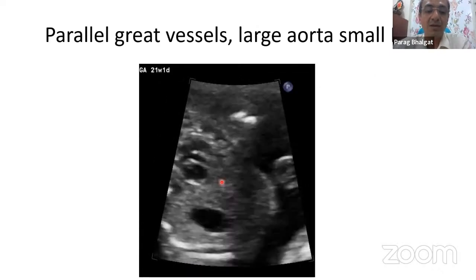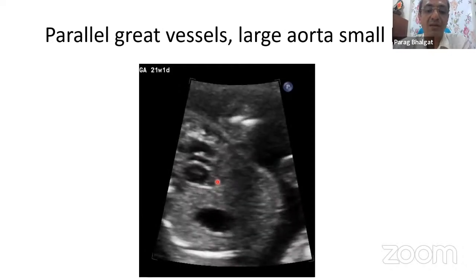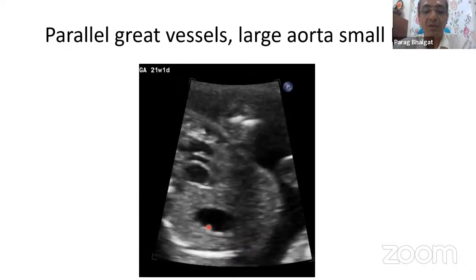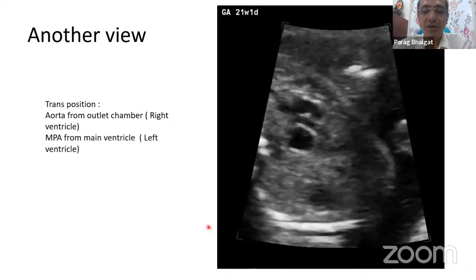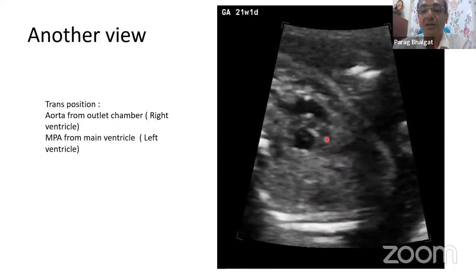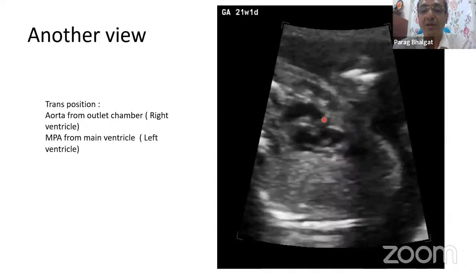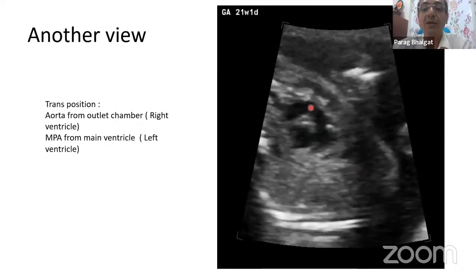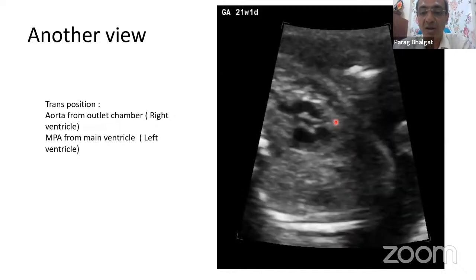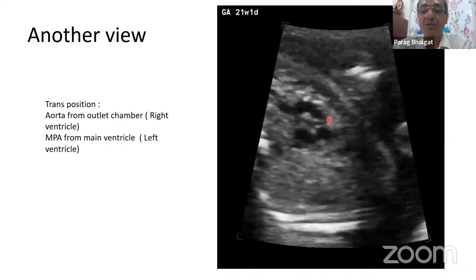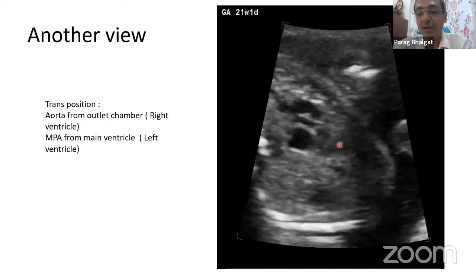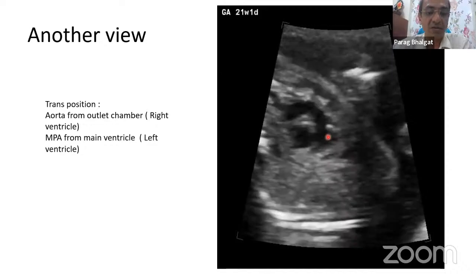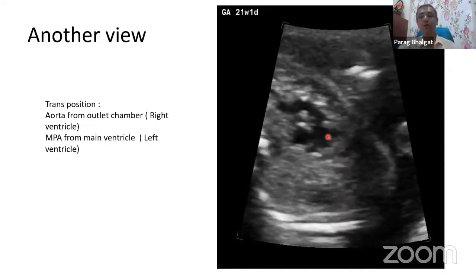Now demonstrating, this is the LV-RV. These are the parallel great vessels. This is the PA and this is the aorta. This is the fundal bubble. I'll try to demonstrate it in more detail. Now we can clearly see this is the left ventricle, VSD, small RVOT, small MPA, and big aorta. Aorta is from this outlet RV chamber, and main pulmonary artery is from the LV. So suggestive of VA discordance or transposition.